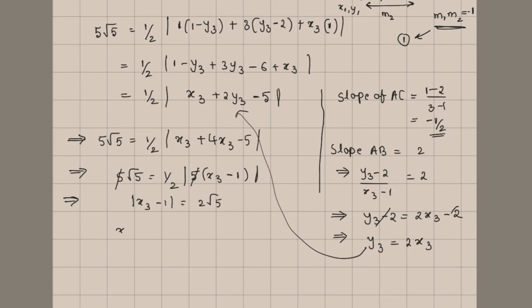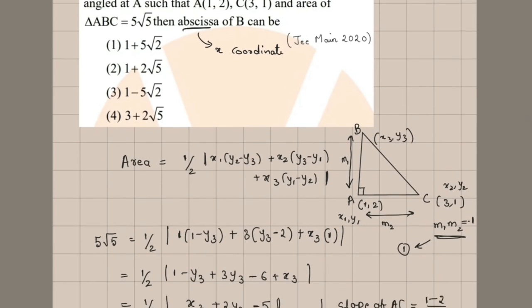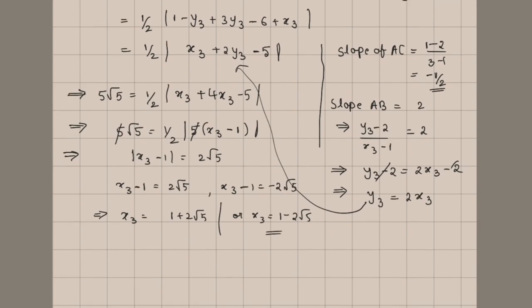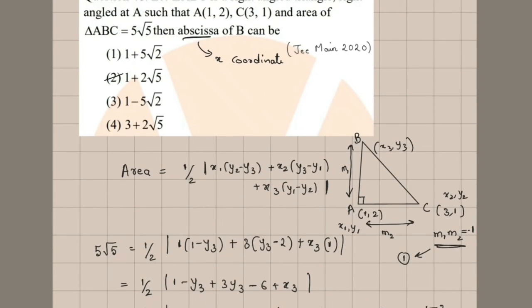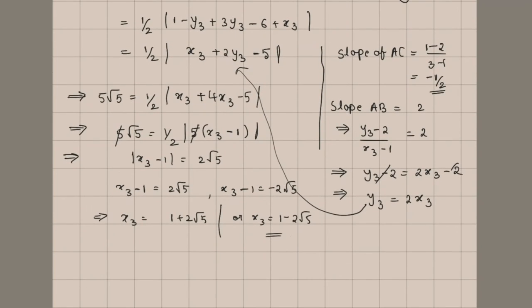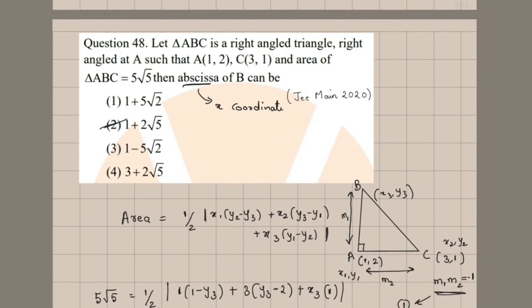So there are two possibilities. One is x3 minus 1 equals 2 root 5 and the other is x3 minus 1 equals minus 2 root 5. In which case x3 equals 1 plus 2 root 5 or x3 equals 1 minus 2 root 5. So there are two possibilities for this abscissa. Let's check the options. 1 plus 2 root 5 is there in the options, and let's see if there is another option 1 minus 2 root 5. There is no such option. So the answer is 1 plus 2 root 5.